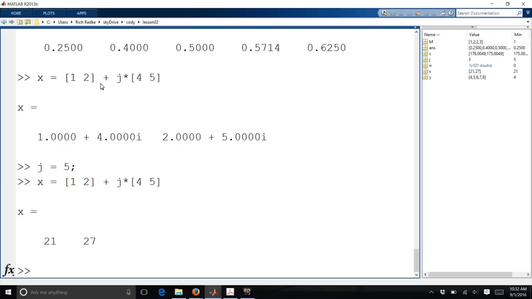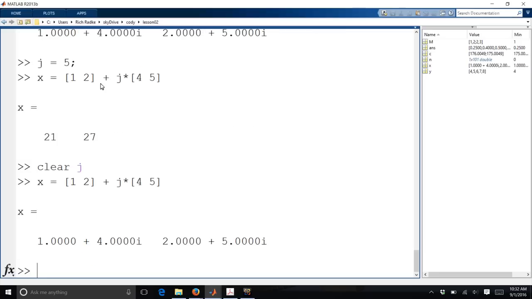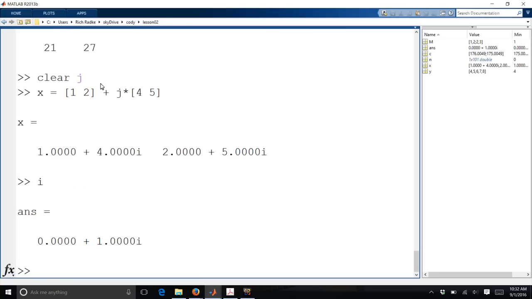So you have to be careful not to overwrite i and j with stuff that you may need later, right? I can always clear j, and then I believe it should go back to the way it was, and I believe I also gives you that. So you can use i or j for a variable, but not both if you care about complex number stuff.